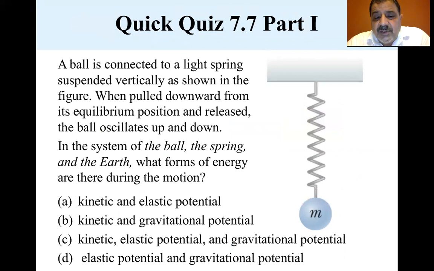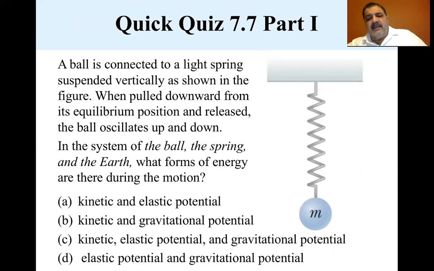If there's motion, that means there's a velocity. If there's a velocity, that indicates kinetic energy. So A doesn't include gravitational energy. B, kinetic and gravitational potential. Well, yes, but where's the elastic energy of the spring?